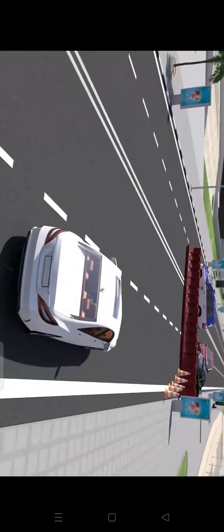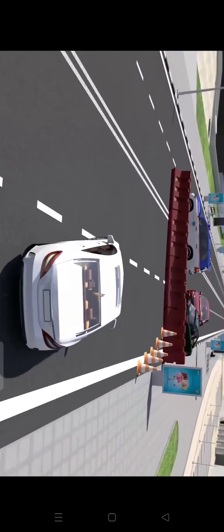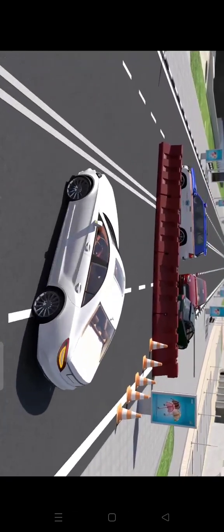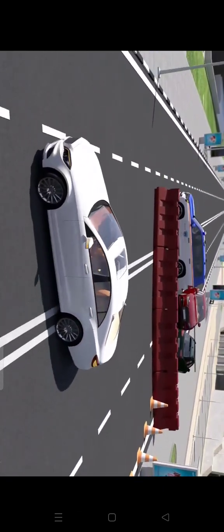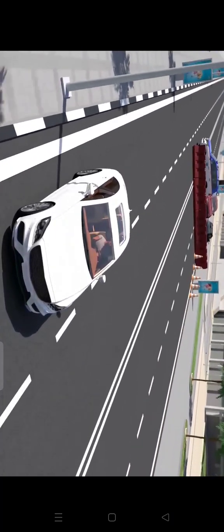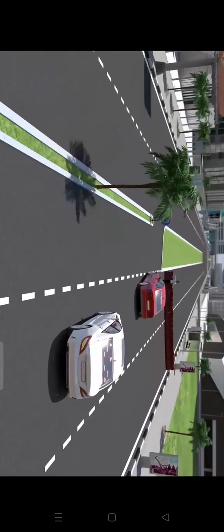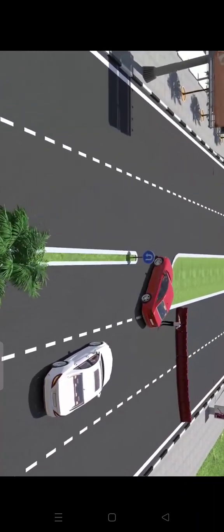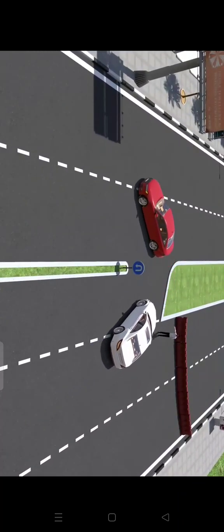U-turning reasons. Road closures for any reason, such as traffic diversions, accidents on the road, or any other forms of obstacles. There is a signal from the traffic policeman or a sign that mandates vehicles to U-turn.